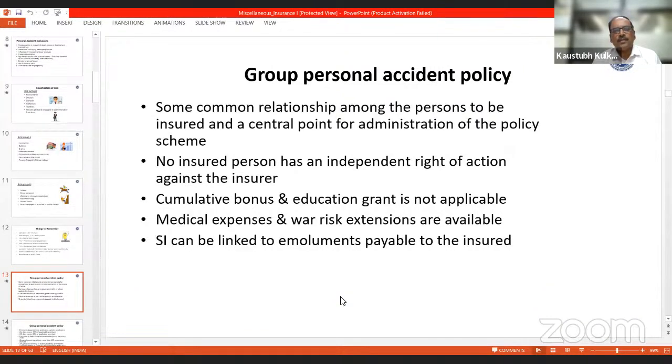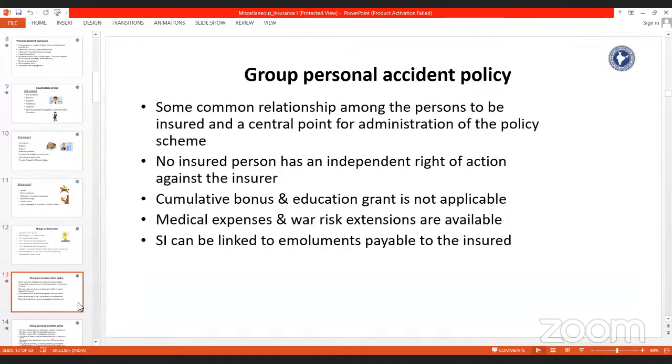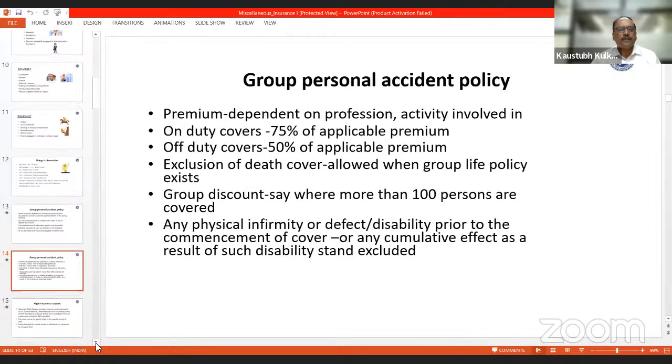Here, no insured person has an independent right of action. In case of the individual personal accident policy, the independent right of action is preserved. But here, the central point of administration, that is the company or the club or the institution, has the right of action against the insurer. The cumulative bonus and the education grant are not applicable in case of group personal accident policy. Medical expenses and war risk extension can be available by paying extra premium. Some insured can be linked to emoluments or the income payable to the insured by the company, and when any income is established, then accordingly we can issue the policy. So these are some of the features of group personal accident insurance policy.